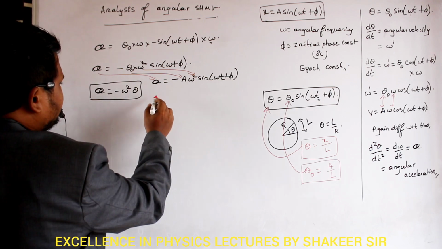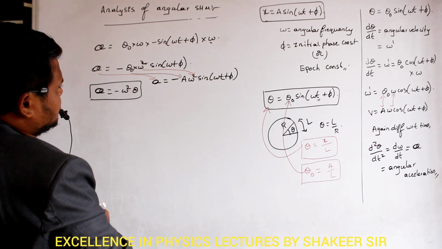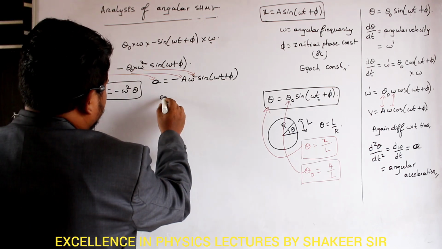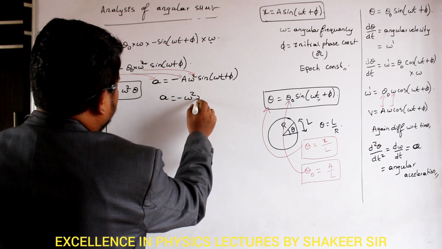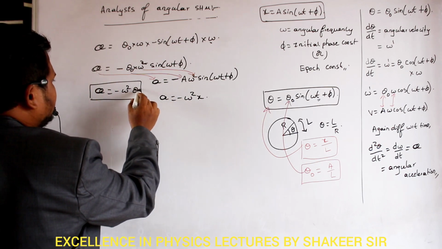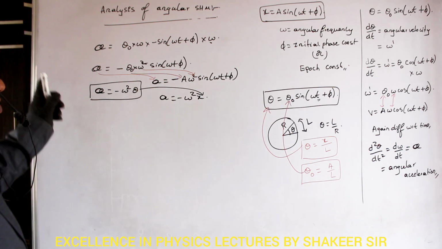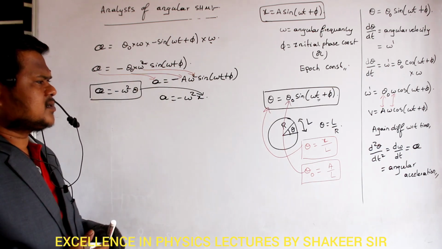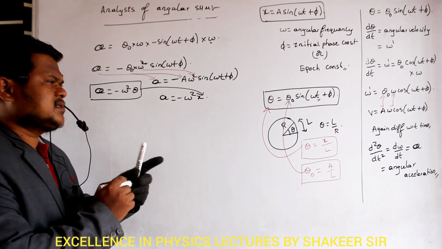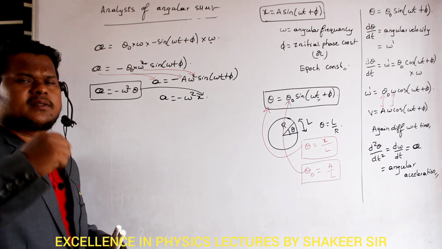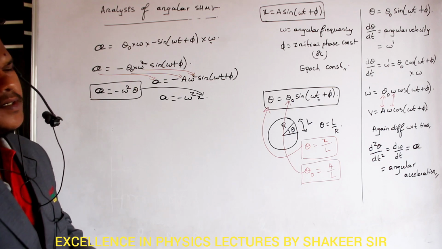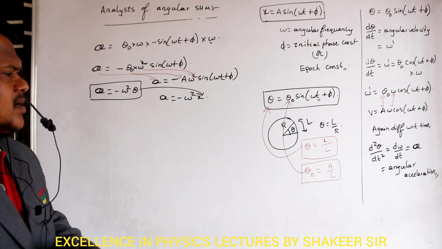Similarly, the same equation of a can be written as minus omega square x also. So a equals minus omega square into x, and again theta is comparable to x in this condition. So these are the different equations of angular SHM, and they are always comparable with the equations of linear SHM. Are you able to understand?